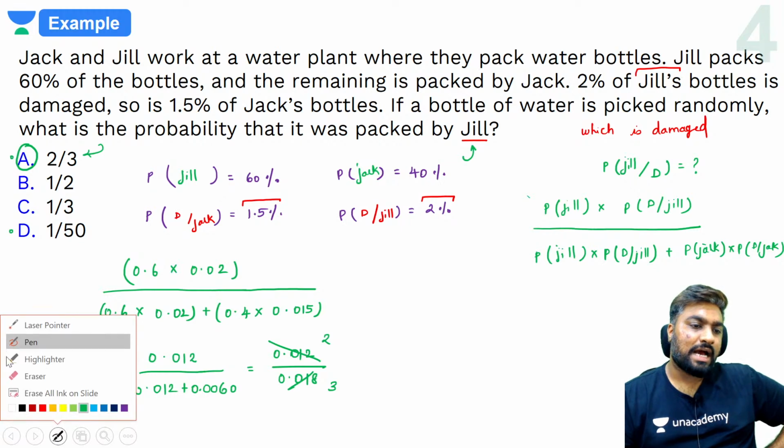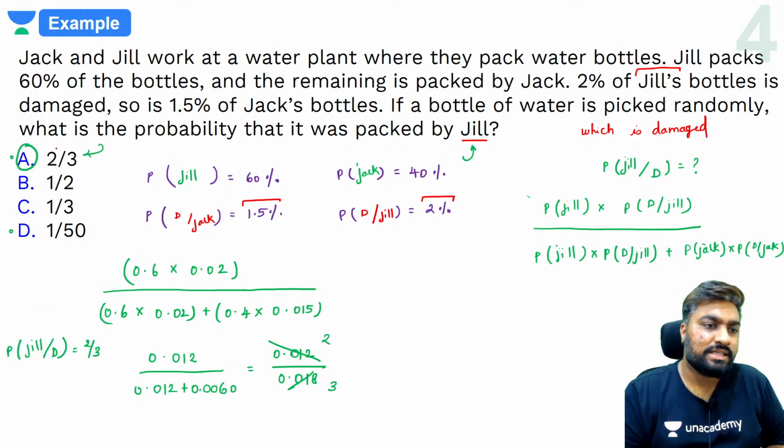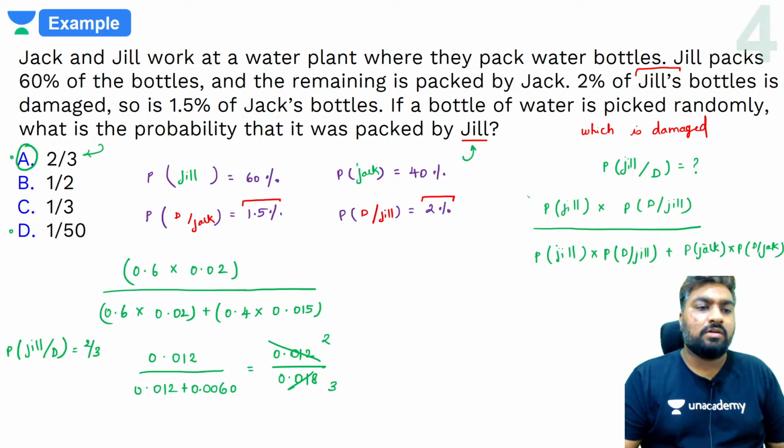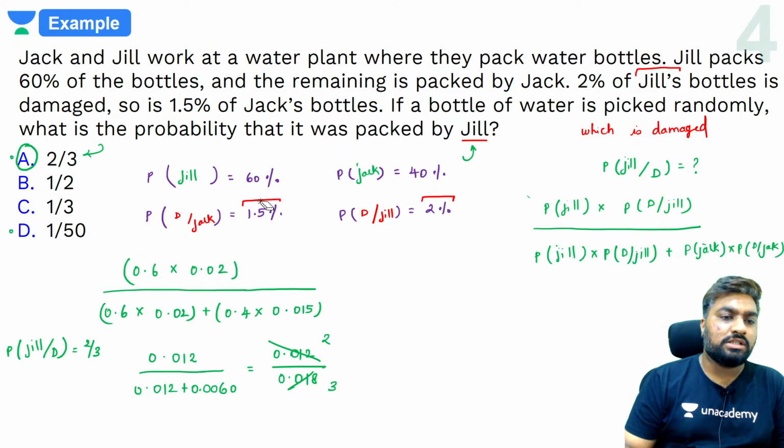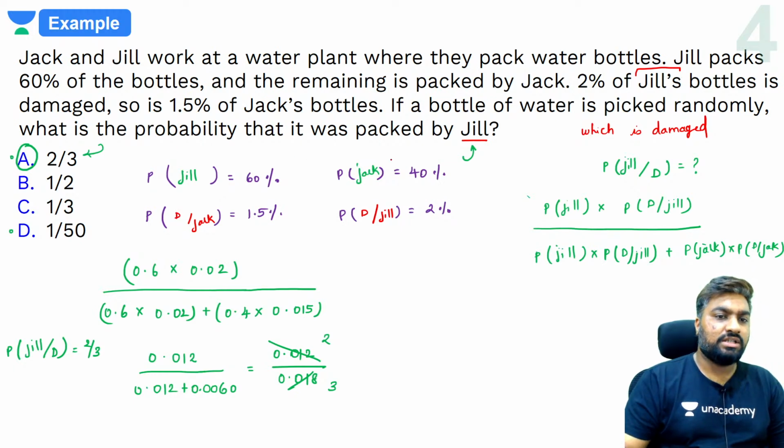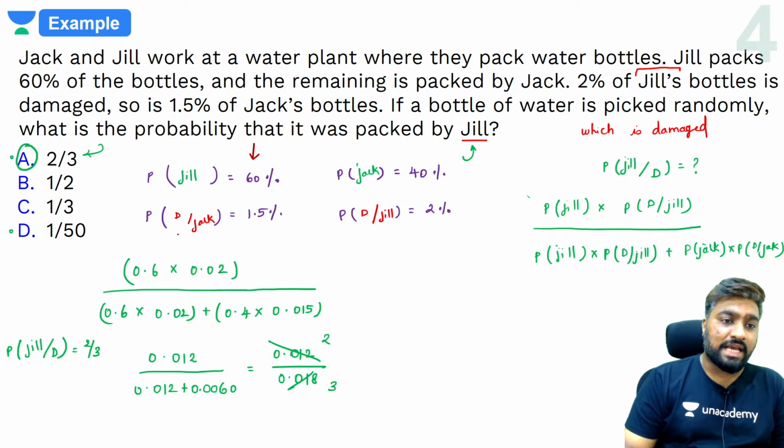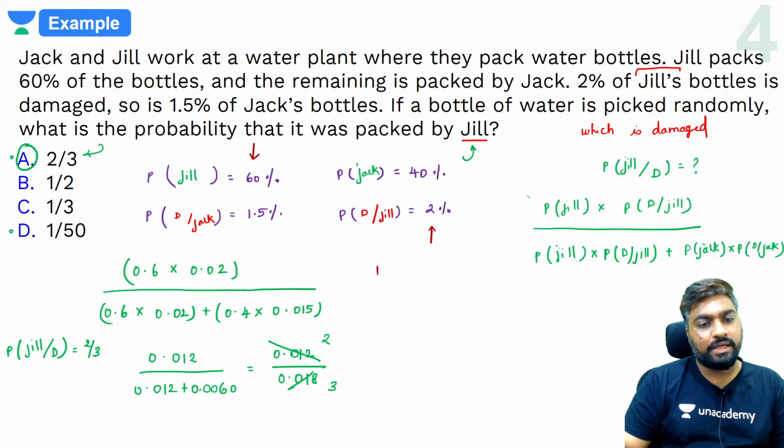You can also answer this using logic. इसको आप लॉजिक आंसर चॉइस देख के भी कर सकते हो, राइट? ये बताओ, जैक और जिल के बीच में सबसे ज्यादा बॉटल्स कौन फिल कर रहा है? जिल फिल कर रही है, राइट? 60%. अब जैक और जिल के बीच में सबसे ज्यादा डैमेज्ड गुड्स कौन प्रोड्यूस कर रहे हैं? जिल अगेन, 2%. यस, तो probability of Jill filling a bottle that is damaged will be higher than probability of Jack filling a bottle that is damaged. Correct?